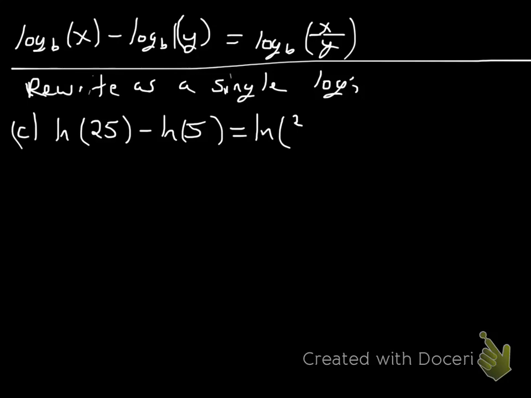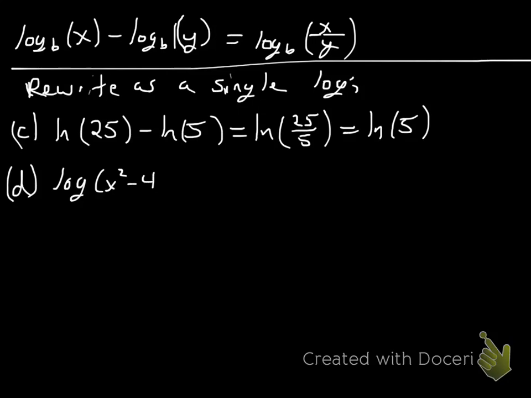Sorry, my cat. Alright, so we have natural log of 25 minus natural log of 5, so we can use the quotient rule and rewrite this as a single log as natural log of 25 over 5, and then we can go ahead and reduce that to just natural log of 5. Okay. Let's look at another one.